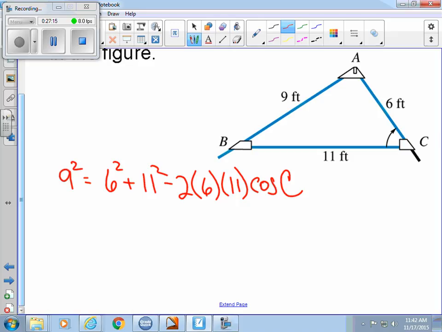Just make sure you never combine the 6 squared plus 11 squared and the negative 6. It has a cosine of this. On the test, make sure you do write down some work. That way, if you miss the answer, I can give you more credit points.